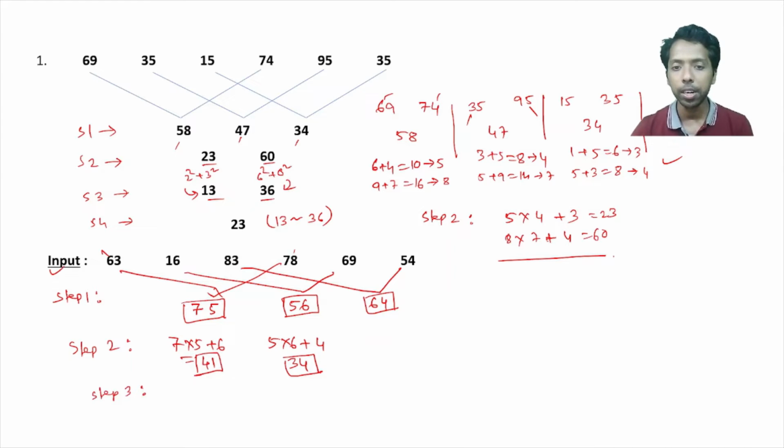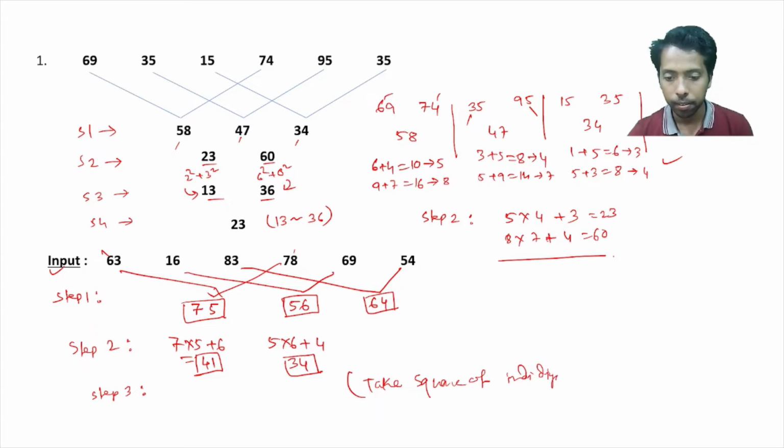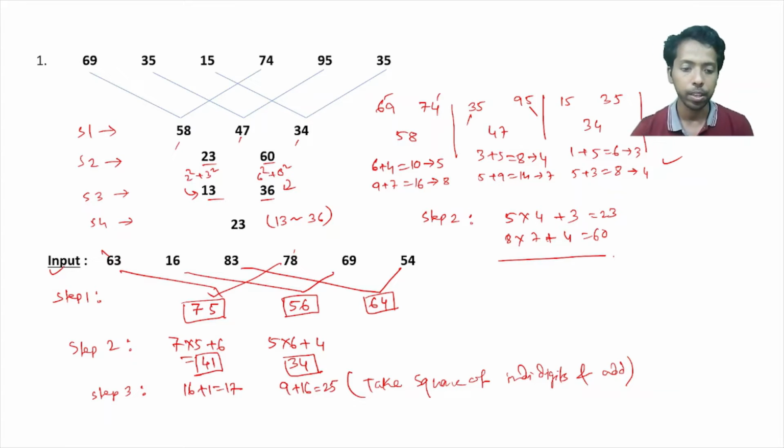Take the square of individual digits and then add. Right? So this is 16 plus 1, which gives us 17, and here is 9 plus 16, which gives us 25. Right? And step 4, just take the difference. 17 and 25, difference is 8. Right? So we are done with this particular input, and now moving to solve the respective questions.